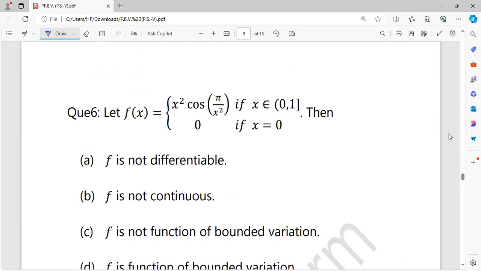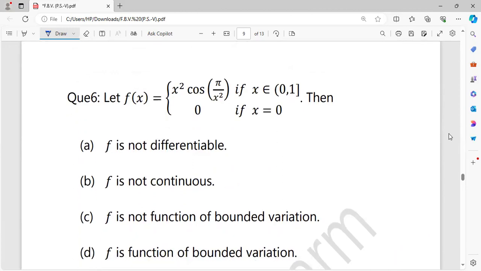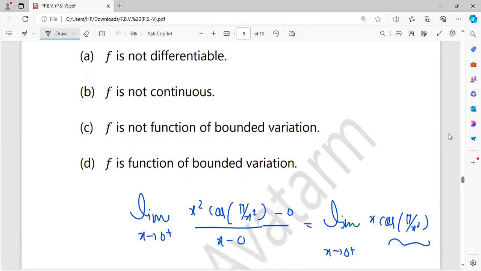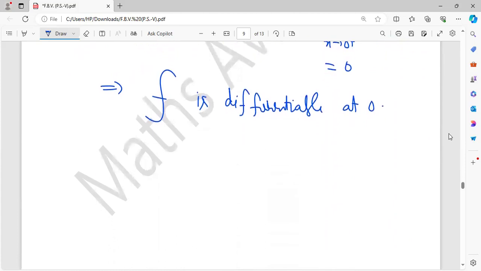You can check f is continuous, so option number B is not correct. Option C says f is not a function of bounded variation, and option D says f is a function of bounded variation. Now again you use question number 3. The function f is given: f(x) is x square cos pi upon x square.